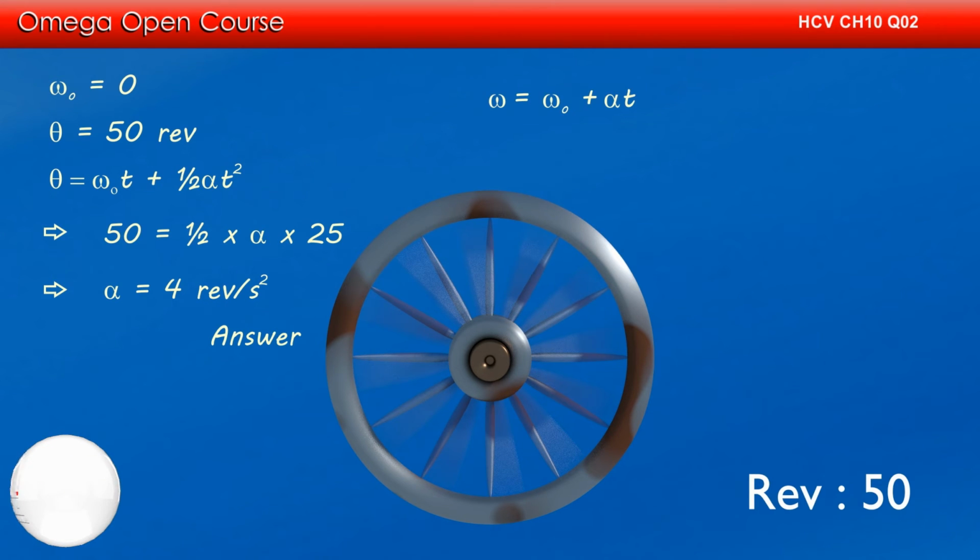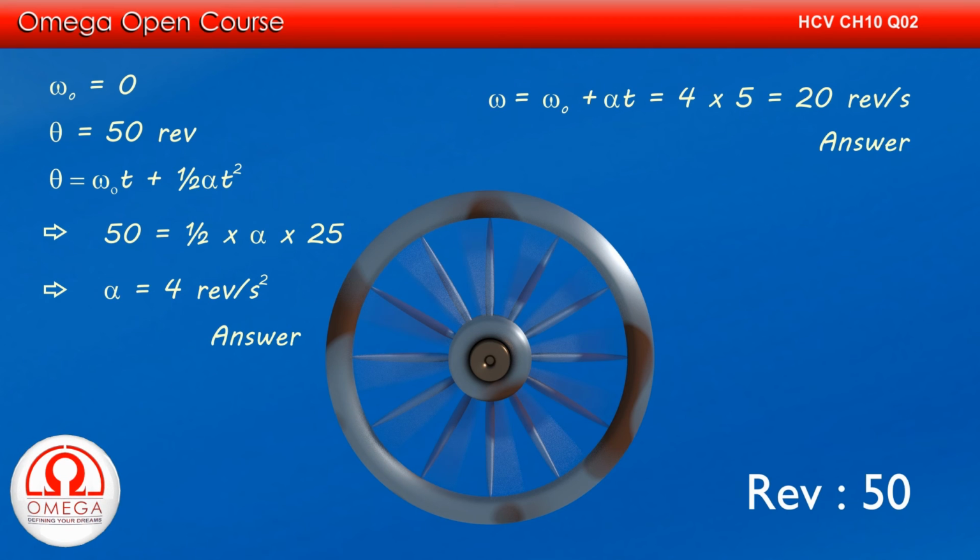From the first equation of motion, we have final velocity is equal to initial velocity plus acceleration into time. Putting the values, we get final angular velocity is equal to 4 into 5, that is 20 revolutions per second. This is the answer to the second part of the question.